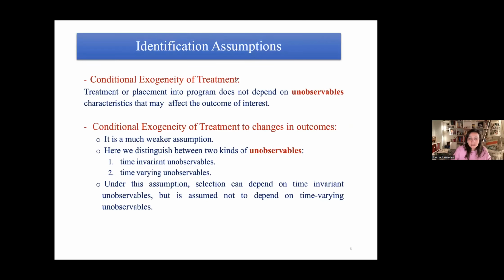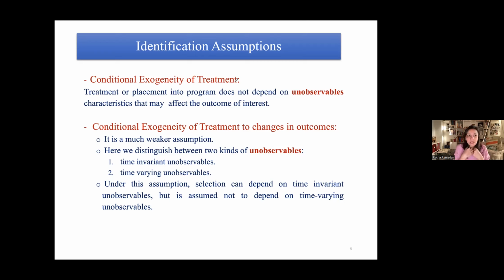Okay. So the main idea, or the identification assumption: we have a strong assumption and a weaker assumption. The strong assumption says that the treatment or placement into this program, whatever this program is, should not depend on unobservable characteristics. Why? Because these unobservable characteristics can affect our outcome of interest. If you remember when we were talking about the PSM, we said that we can have some observable characteristics like age, sex, geographical location that can affect the probability that the individual will join the program, and at the same time affect their outcome.